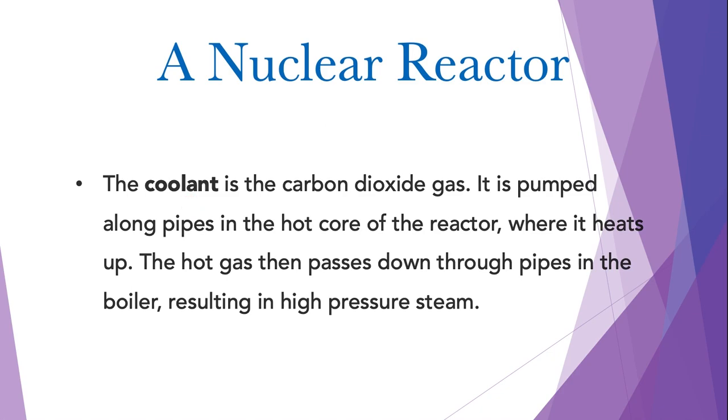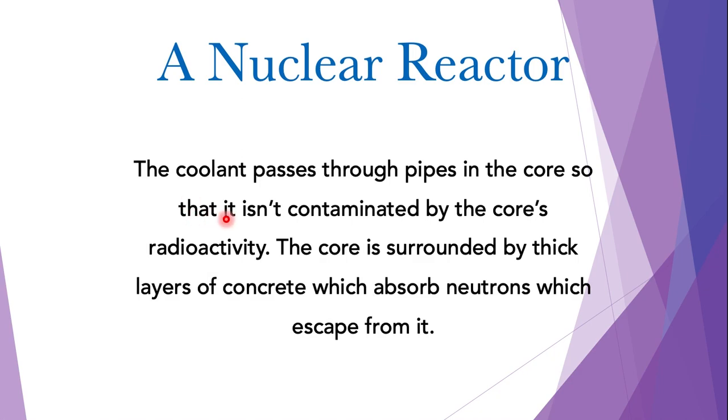The coolant passes through pipes in the core so that it isn't contaminated by the core's radioactivity. The core is surrounded by thick layers of concrete which absorb neutrons which escape from it. So, to prevent contamination, the coolant passes through pipes in the core so that it isn't contaminated by the core's radioactivity.